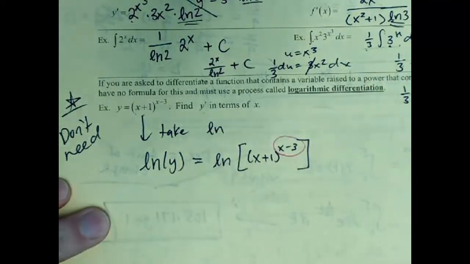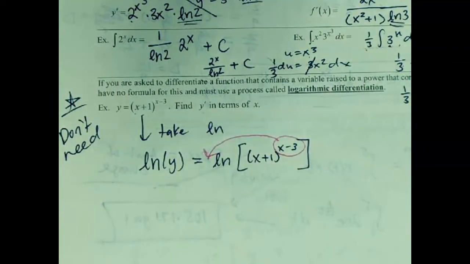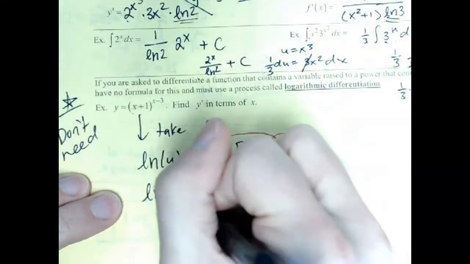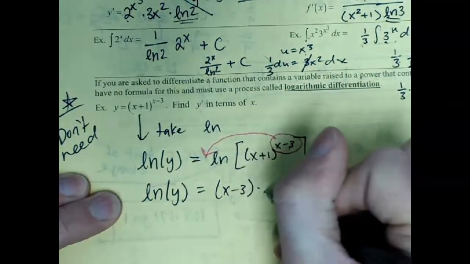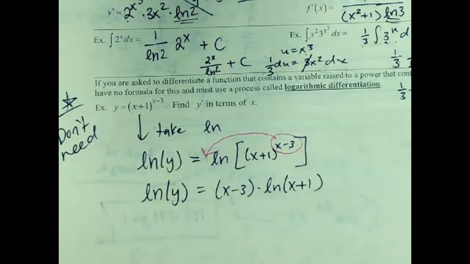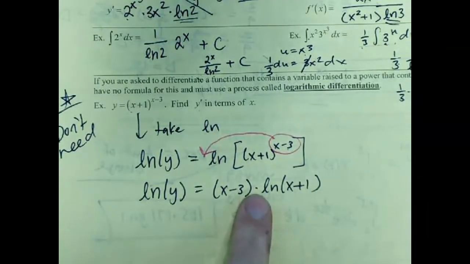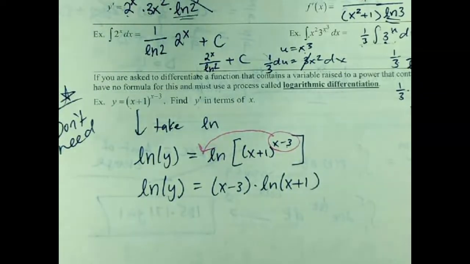Since I have the property of natural logs, now that exponent can be brought down to the same level, and then I can have something like this: ln of y equals x minus 3 times ln of x plus 1. And now you no longer have any bases and exponents out. Everything's kind of on the same playing field. You're going to have a product, which means you're going to have to do product rule. And you're going to have an implicit differentiation also. So it definitely makes the calculus a little bit harder. But at least it's calculus we can do.